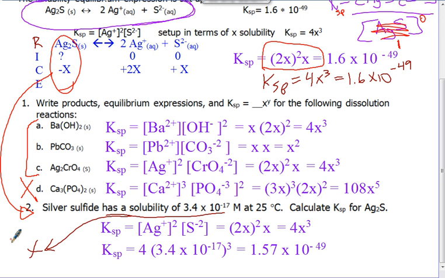So I will either tell you, hey Zagros, the solubility of the compound is such and such, what's the Ksp? Or reverse that, I'll say, hey Josh, here's the Ksp, how soluble is it?